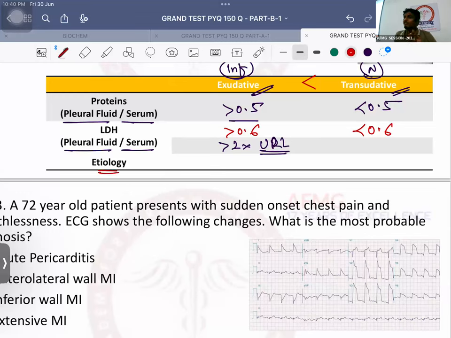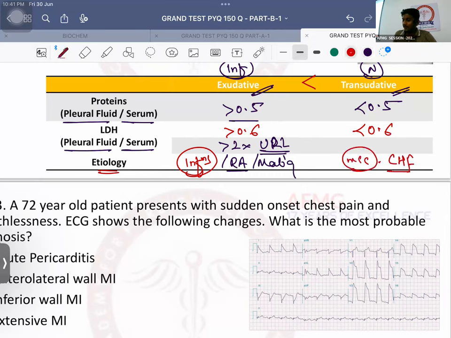Etiology: usually, exudative effusion can be caused by infections like TB, okay? It can be caused by autoimmune conditions like rheumatoid arthritis, okay? Or malignancy, important. Whereas transudative pleural effusion, most common cause is CHF, congestive heart failure.